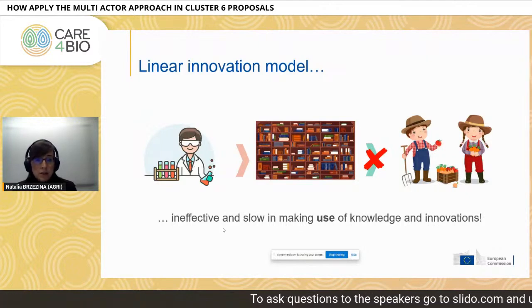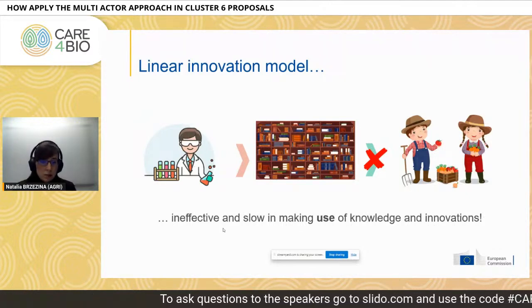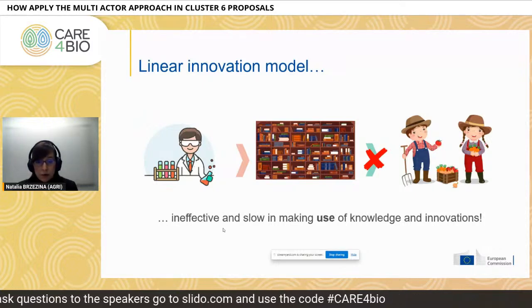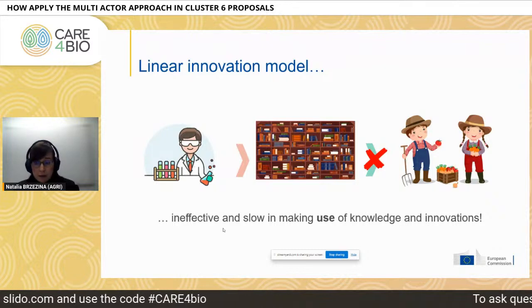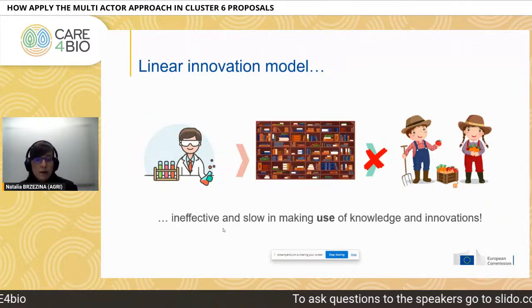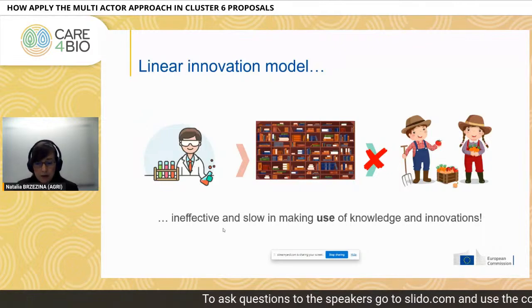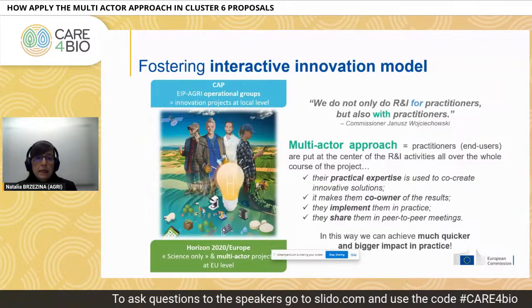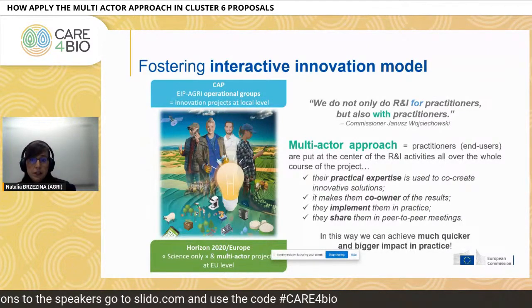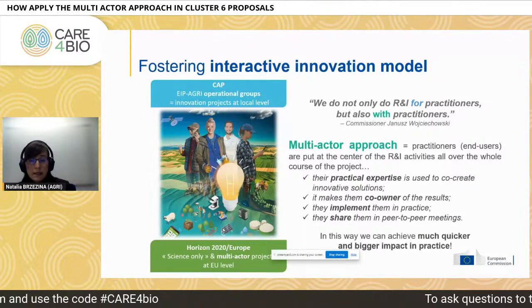And the linear innovation model, where we have researchers producing knowledge and then publishing, and it falls onto the library shelves, and then it might or might not get into the hands of the practitioners, is not very effective and quite slow in making use of knowledge and innovation. So for 10 years, we have been fostering the so-called interactive innovation model, and we implement it through the multi-actor approach.